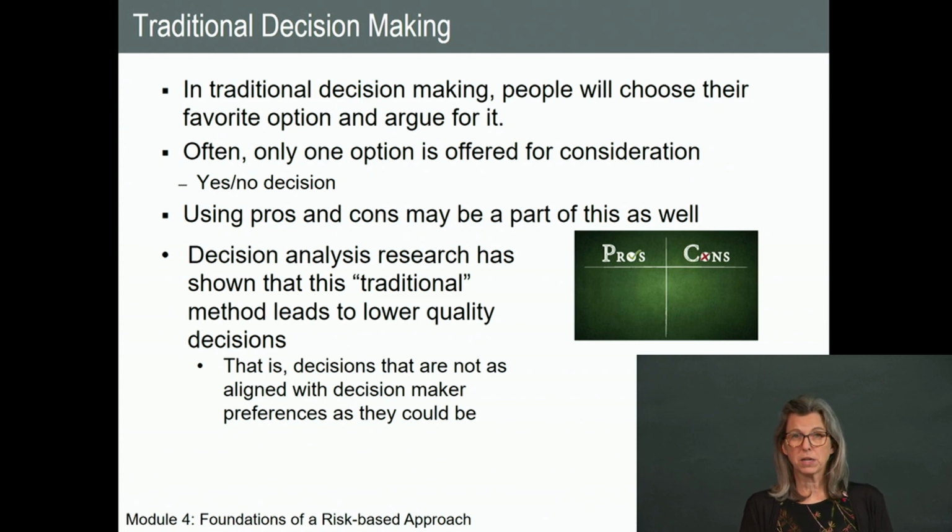Some people talk about using pros and cons. That's a very simple tool for decision making. It's not a terrible approach, but it doesn't get to the comparison pieces. But at least it does start to identify the different outcomes that you care about and what's good and bad about each option, but it's not quite all the way to building that consequence table. So decision analysis research has shown that this traditional method leads to lower quality decisions. And again, going back to our definition, a good decision is something that aligns with the preferences of the decision maker. So when you take this traditional approach, there's really no process for ensuring that the option you select is the best in terms of the preferences of the decision maker.